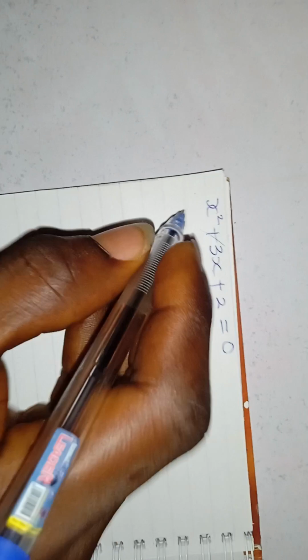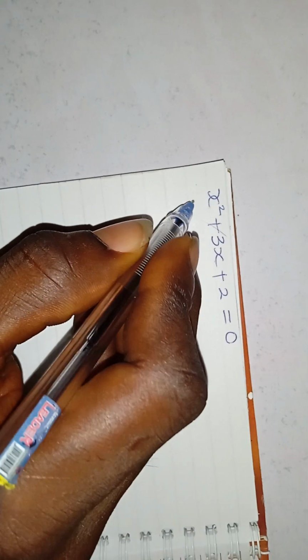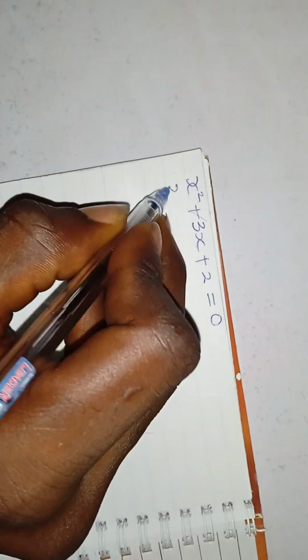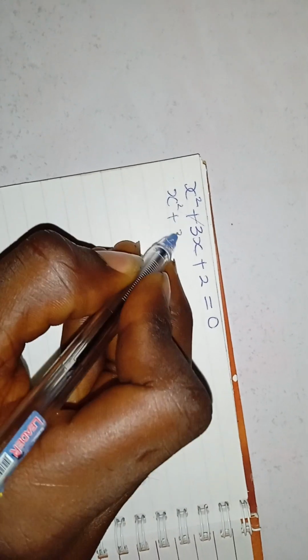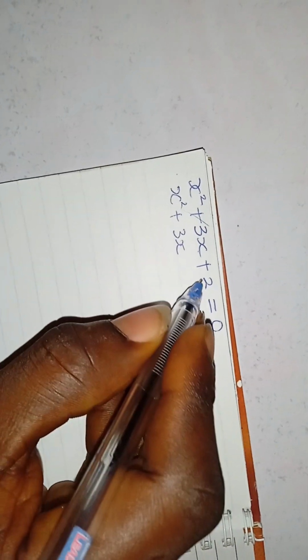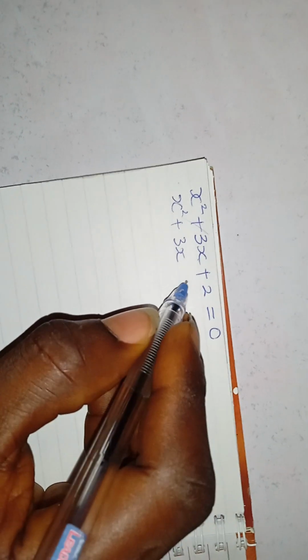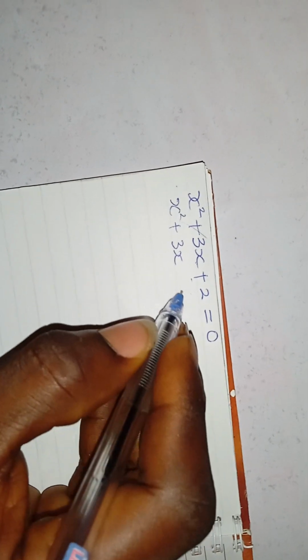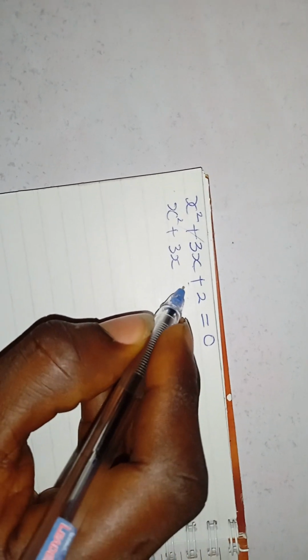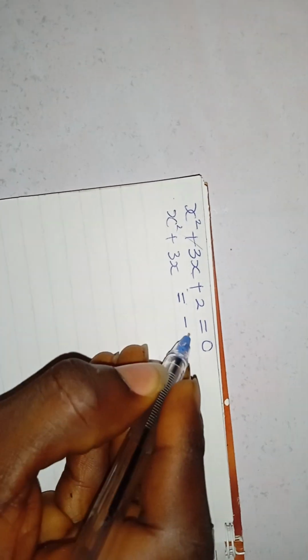So for this example, to solve this, all I need to do is to get x squared plus 3x on one side, then take the constant term to the other side. The constant term is the number you have, the magnitude, the number without a variable. So the sentence is saying subtract this from this. If I do it, it will now be equal to minus 2.